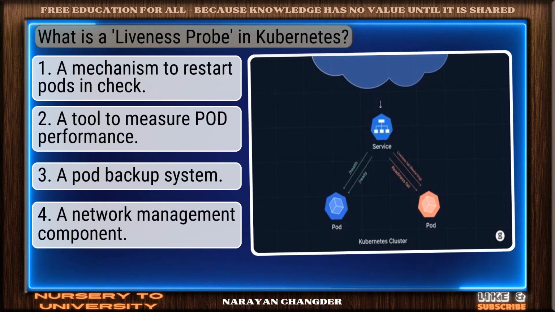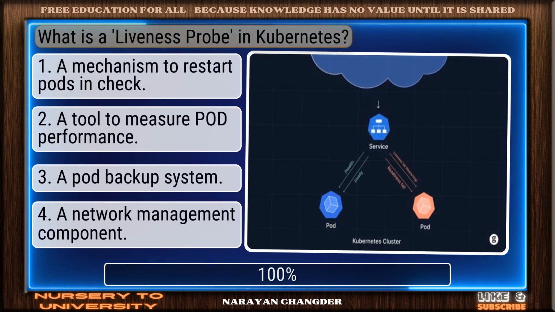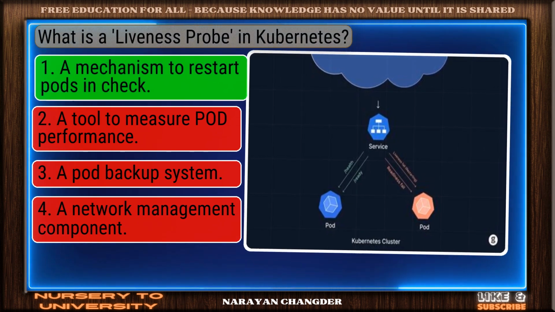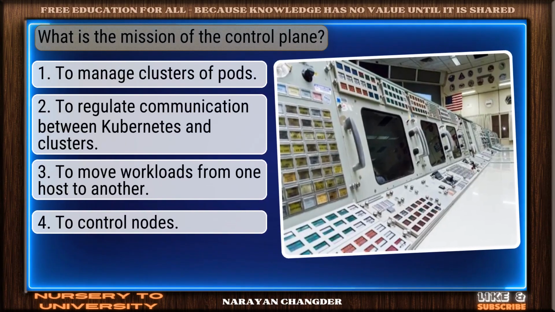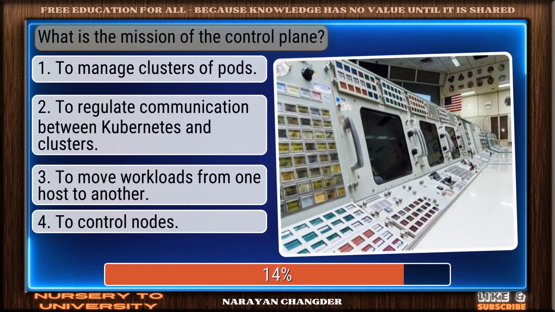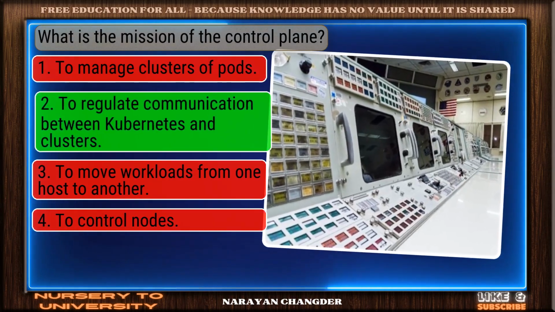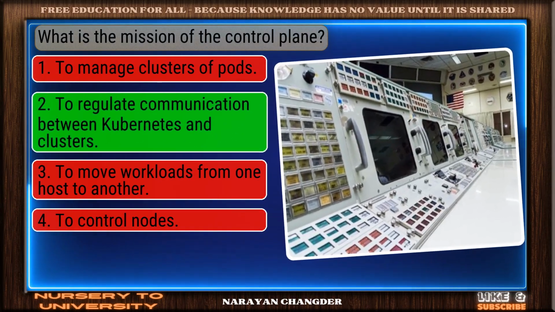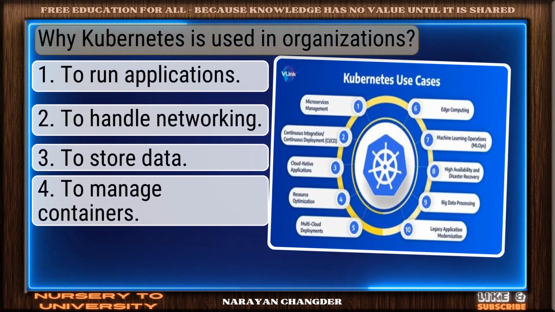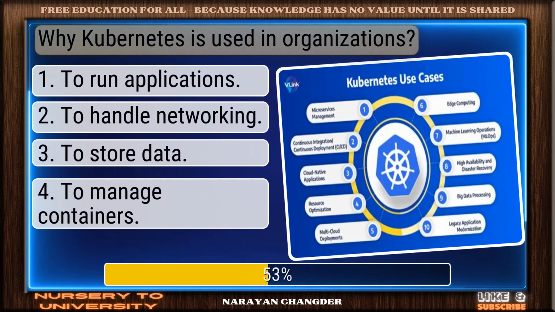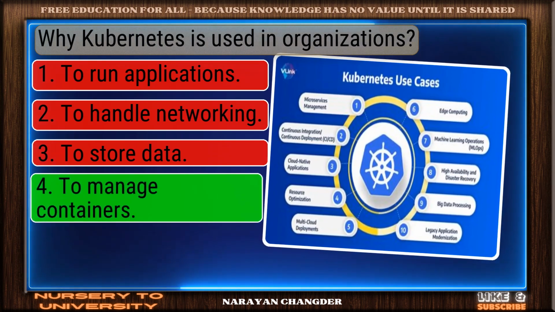Question number 60. What is a liveness probe in Kubernetes? You got it. Your choice, a mechanism to restart pods in check, is right. Question number 61. What is the mission of the control plane? Solid response. To regulate communication between Kubernetes and clusters is a valid choice. Question number 62. Why Kubernetes is used in organizations? Great job. To manage containers is the accurate answer.